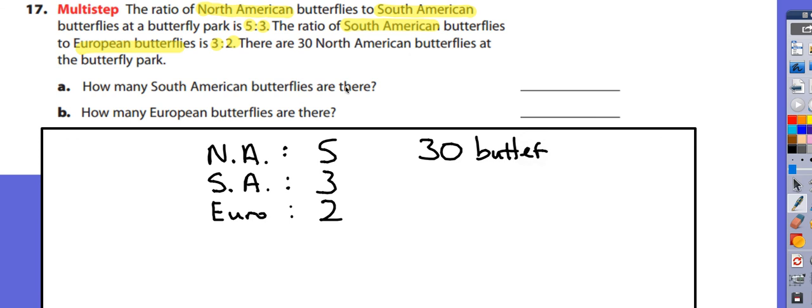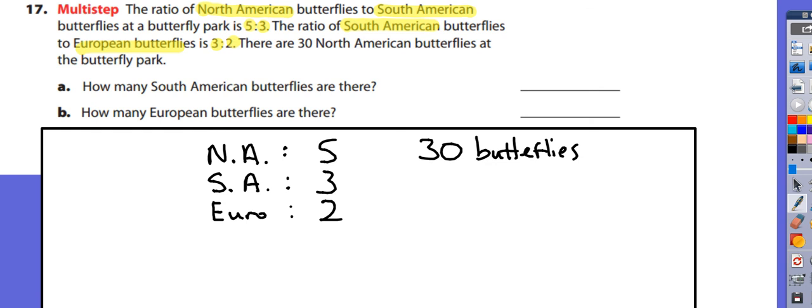Well, if you put 30 on the line that corresponds with the North American butterflies, you now should notice that if you did something to the 5, you would get 30. Well, if you multiply one part of a ratio by a certain number, you would then need to multiply the other parts of the ratio by that same number. It's the same as the tables we've been completing on the Moby questions.